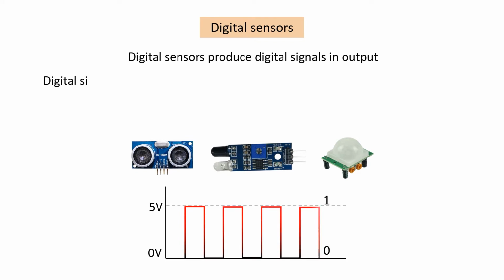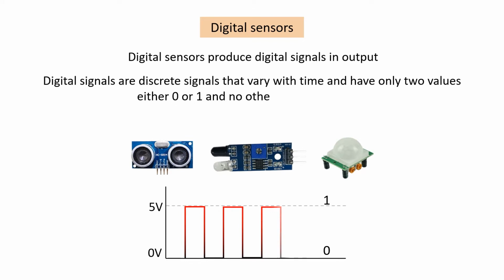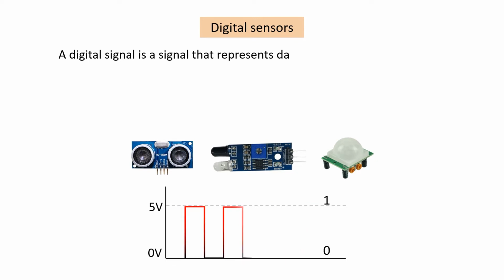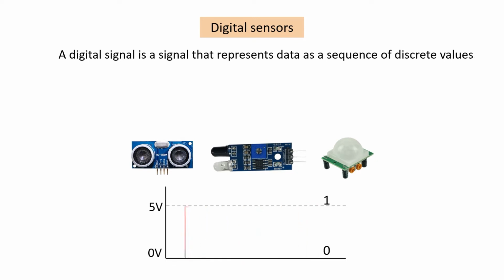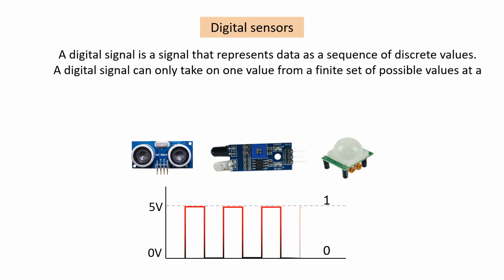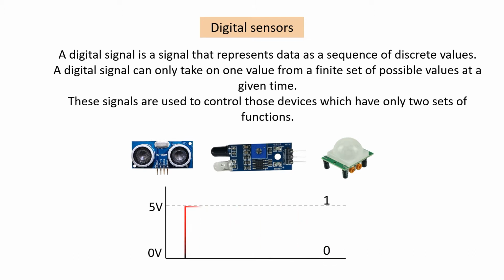Digital signals are discrete signals that vary with time and have only 2 values, either 0 or 1, and no other value is possible. A digital signal is a signal that represents data as a sequence of discrete values. A digital signal can only take on one value from a finite set of possible values at a given time. These signals are used to control those devices which have only 2 sets of functions.